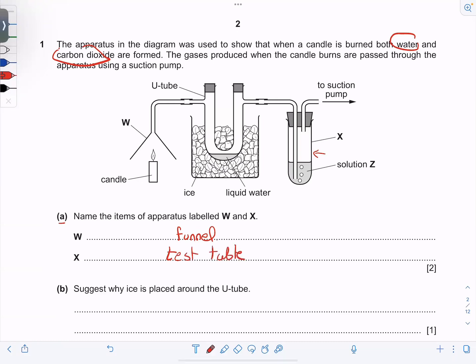Boiling tube is a certain type of test tube that withstands high temperature. It can endure high temperature. That's why it's best if we're heating.